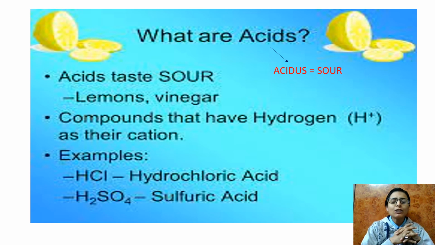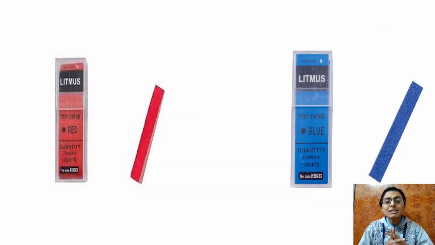So tell me, in your chemistry lab, can you taste all the compounds which are acids? No, you can't taste them, because all the acid compounds found in your chemistry lab are very corrosive in nature. So how do you identify whether a particular compound is an acid or not? You can't taste it, so how do you identify? For that we use litmus paper.